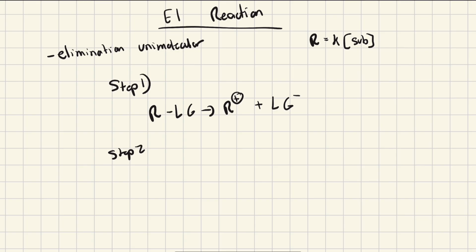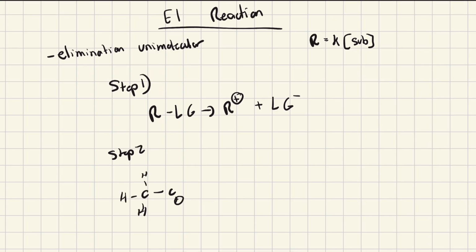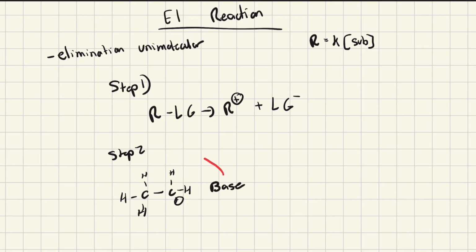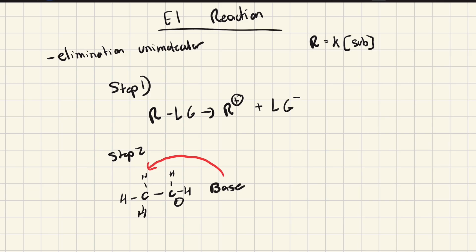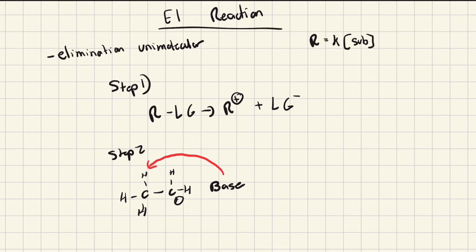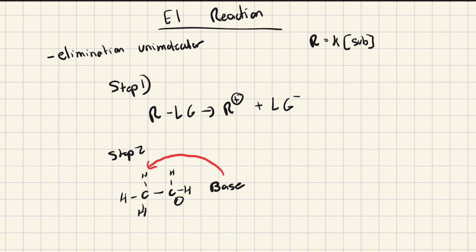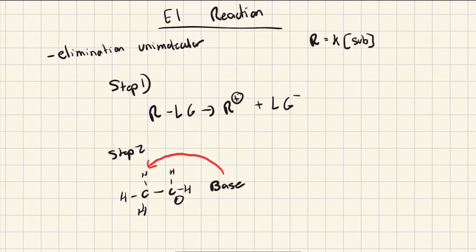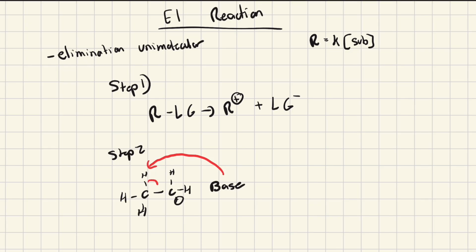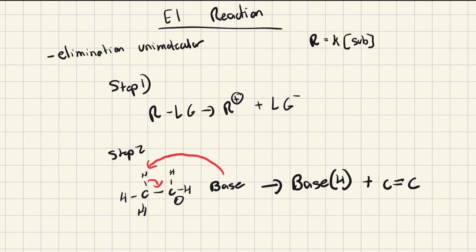So for step 2, what we're going to see is when we have our carbocation, we're going to have a base attacking the hydrogen of the beta carbon. The carbon that had the leaving group, the carbon that now has the plus charge, is the alpha carbon. The beta carbon is the one right next to it, and it needs to have a hydrogen available. Our base is going to attack the hydrogen. The hydrogen is going to give the 2 electrons that were in the bond and form the double bond. And then we're going to be left with our base with a hydrogen added to it, as well as a carbon-carbon double bond as our product.